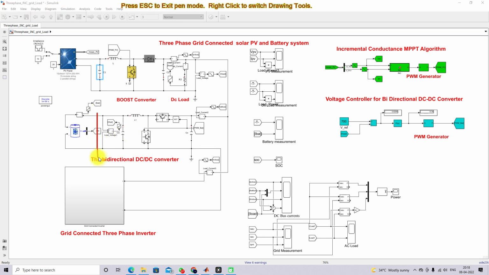The battery is going to be connected to the bidirectional converter. Why are we connecting the battery via a bidirectional converter? Because the battery is going to act as a source as well as a load, based upon the power availability of the PV and the sharing of power from the grid. So the battery can act as a source as well as a load. So you have to design this bidirectional converter also.